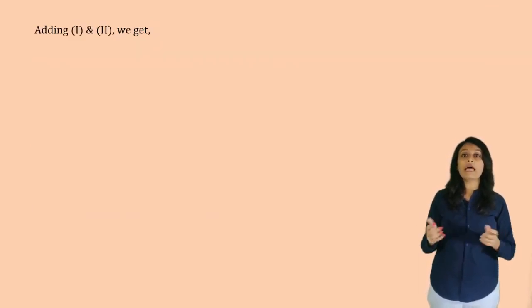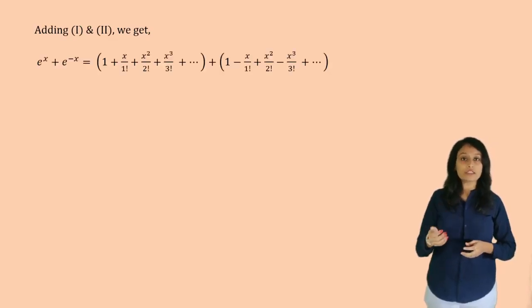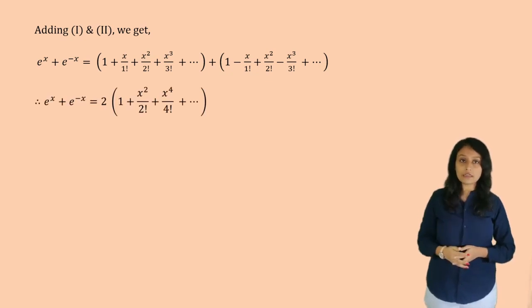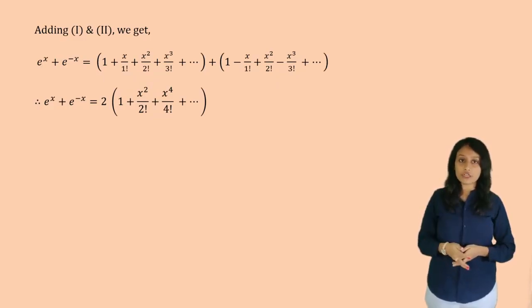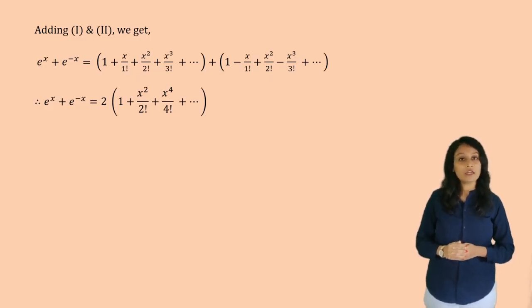Now what we will do, we'll add them. So on adding equations 1 and 2, we will get e raised to x plus e raised to minus x. Okay, both the series are presented here. Just add them. You can see that x upon 1 factorial will get cancelled, x cube upon 3 factorial will get cancelled, and on simplification you will get 2 into 1 plus x square upon 2 factorial plus x raised to 4 upon 4 factorial and so on.